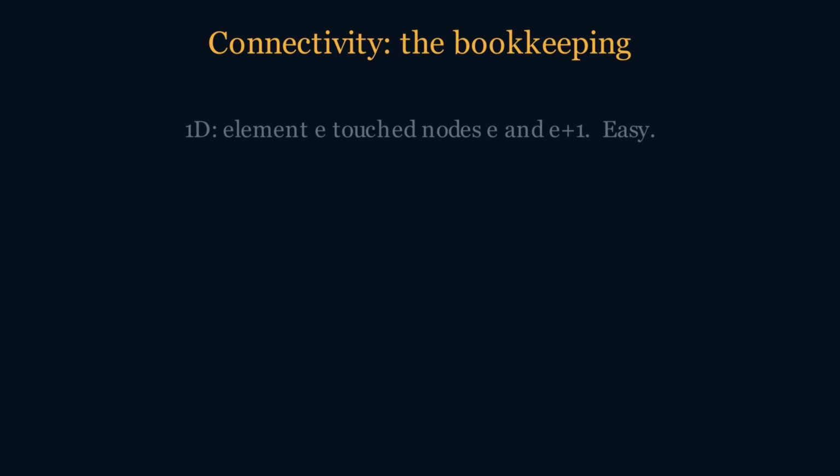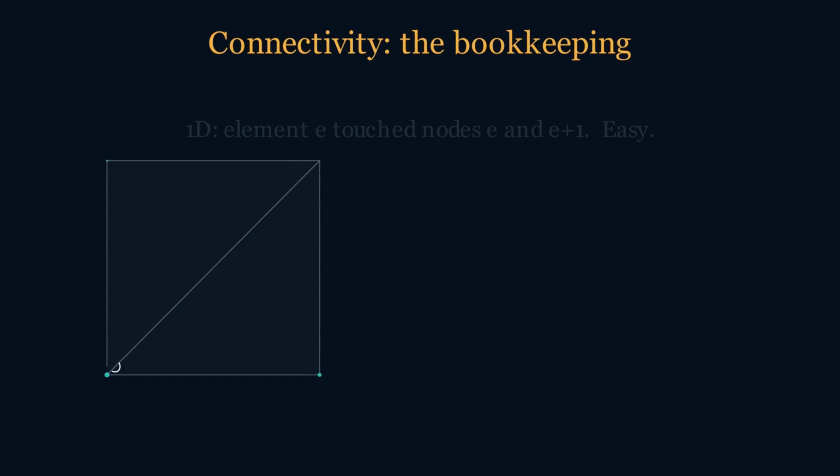In one dimension, assembly was easy because the connections were obvious. Element 1 touched nodes 1 and 2, element 2 touched 2 and 3, and so on, in order. In two dimensions it's not so tidy. Here's a tiny mesh, 4 global nodes, numbered 0 to 3, split into two triangles. Each triangle grabs 3 of those nodes, but not in any neat order.